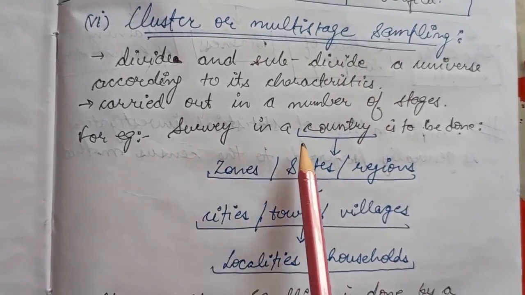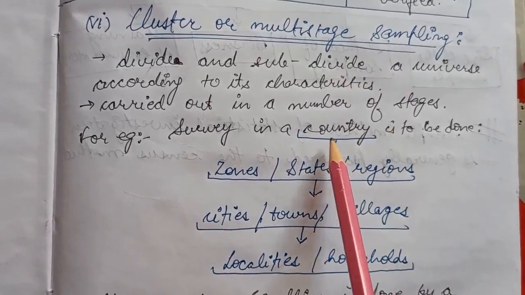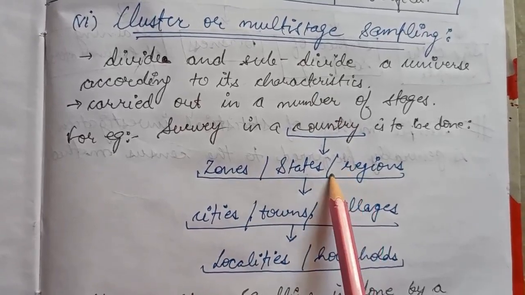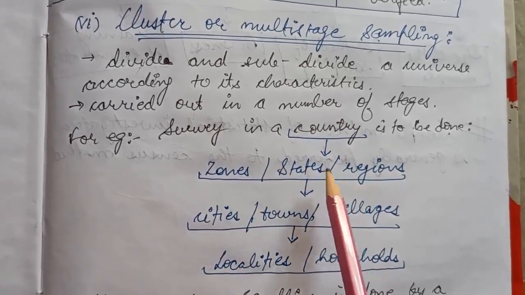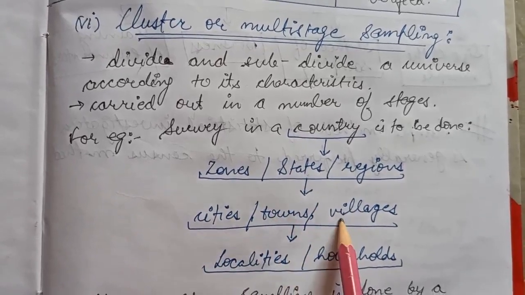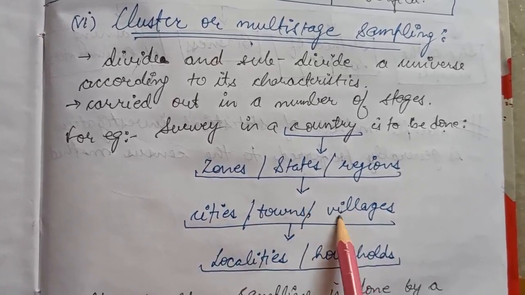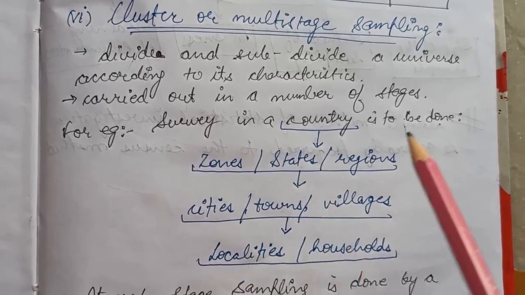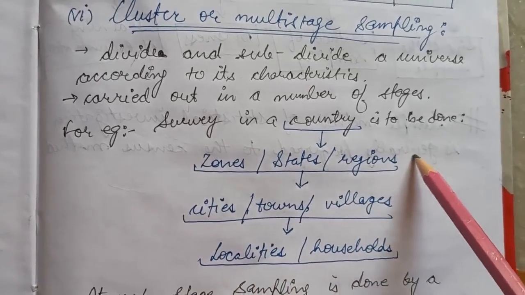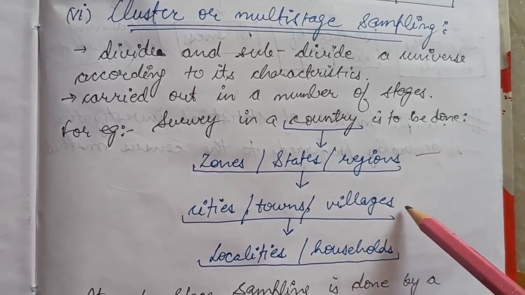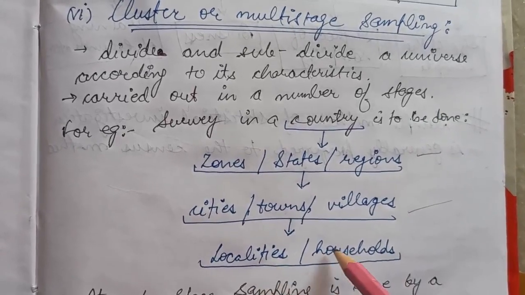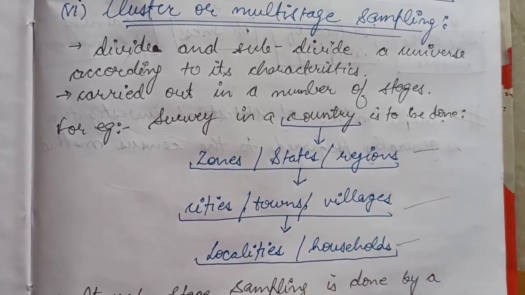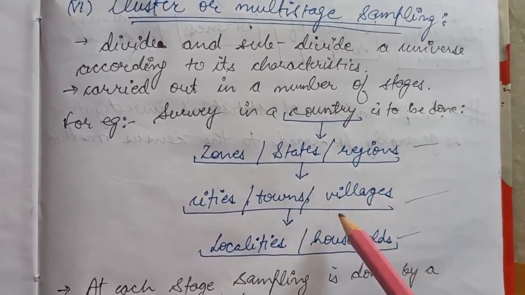Suppose a survey in a country is to be conducted. So firstly, the investigator will divide the country into various zones, states or regions. After that, those zones, states or regions will be further divided into cities, towns and villages. Then further, these cities, towns and villages will be divided into localities or households. And at each stage, that is firstly from zones, states or regions, samples will be taken. Then from cities, towns or villages, samples will be taken. And then from localities or households, the sample will be taken. And our conclusions will be based on those samples taken from each stage or each cluster.